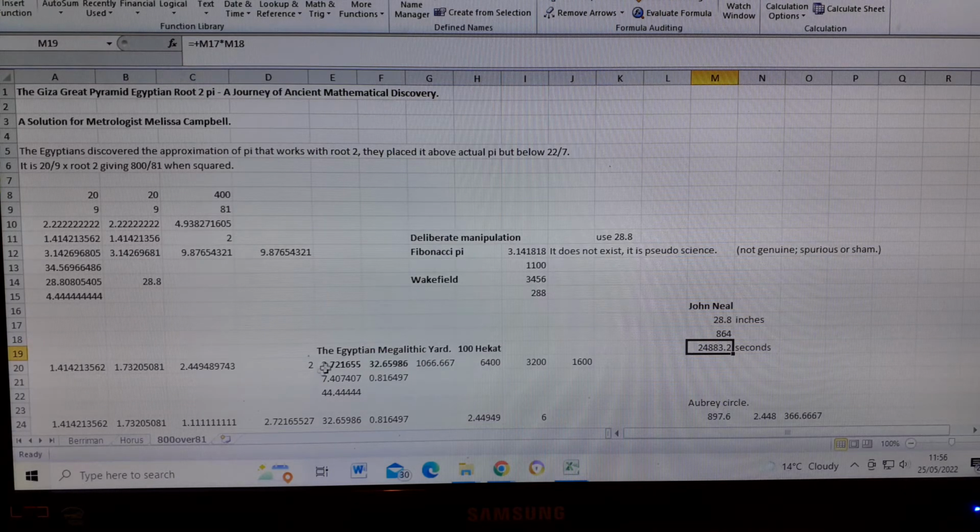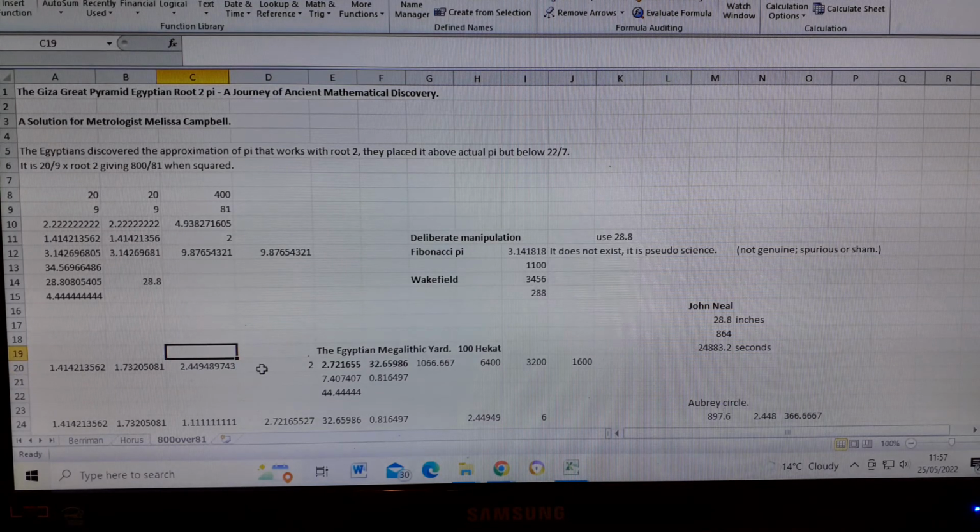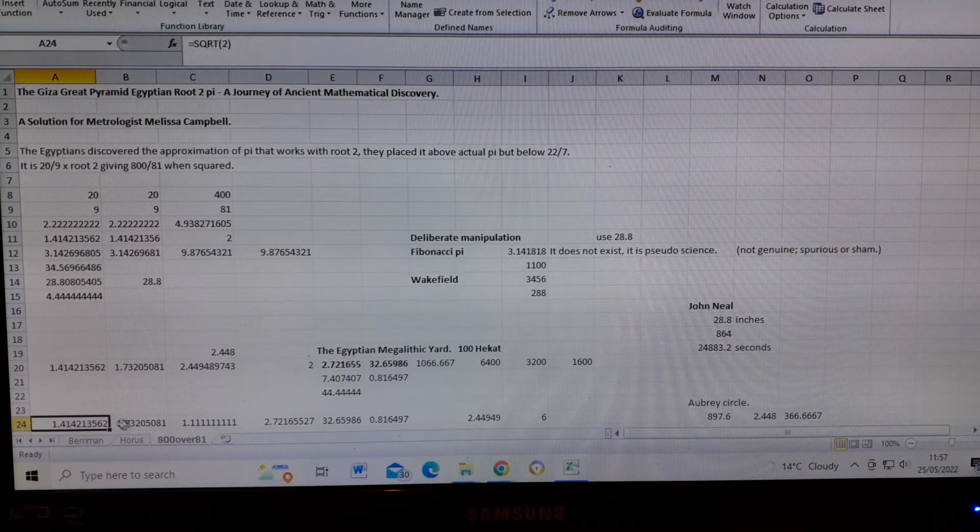Now we're going to look at the Egyptian megalithic yard, which is what the previous video is about. When we multiply root 2 by root 3, we get root 6, which is 2.44948973. They used an approximation. They also use this. Now when we divide it by 2 and multiply by 20 over 9, we get this number here: A20 times B20 divided by D20, which is 2, times 20 over 9. And that means that times 10 over 9 is the Egyptian megalithic yard.